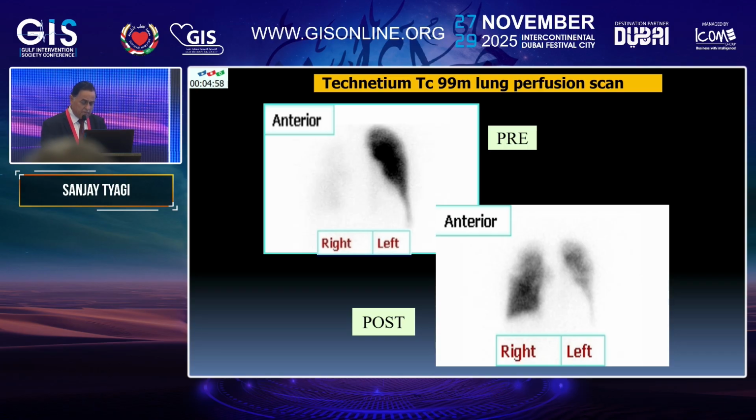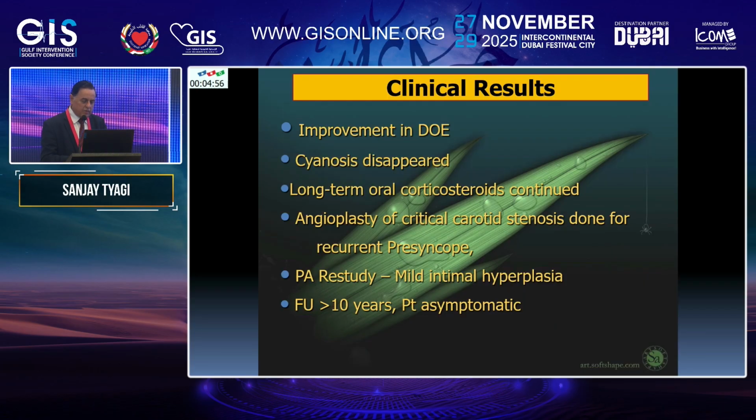Patient showed marked symptomatic improvement. Her dyspnea on exertion markedly improved. The cyanosis also disappeared, and as the patient was having high ESR, so the patient was having disease activity also, we continued her corticosteroids on long-term follow-up. Later on, as the patient was also symptomatic because of pre-syncope and syncope, we also did balloon angioplasty of the carotid stenosis for recurrent pre-syncope and implanted a stent.